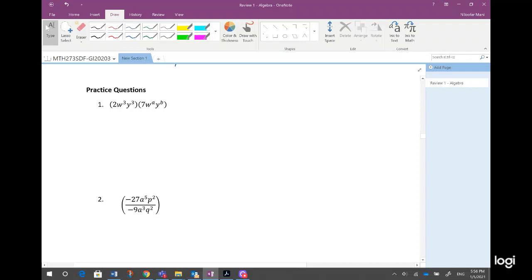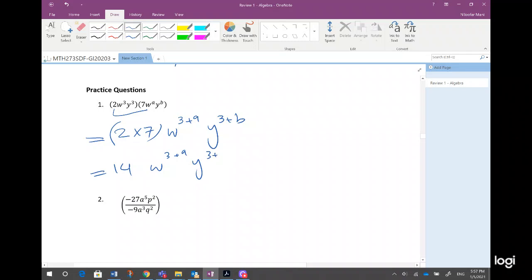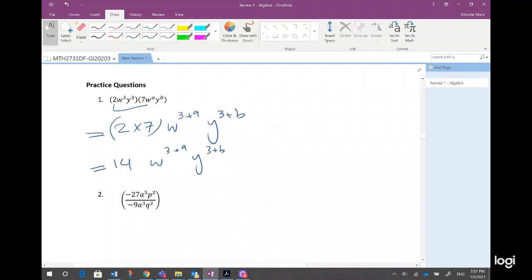Okay, practice questions. So now we go to practice questions. Okay, number with number, W with W, Y with Y. If you are my student, you need to show your work. So the answer is 2 times 7, W 3 plus A and Y 3 plus B, which is 14, W 3 plus A, Y 3 plus B. Okay? Oh, okay. How about the next one?